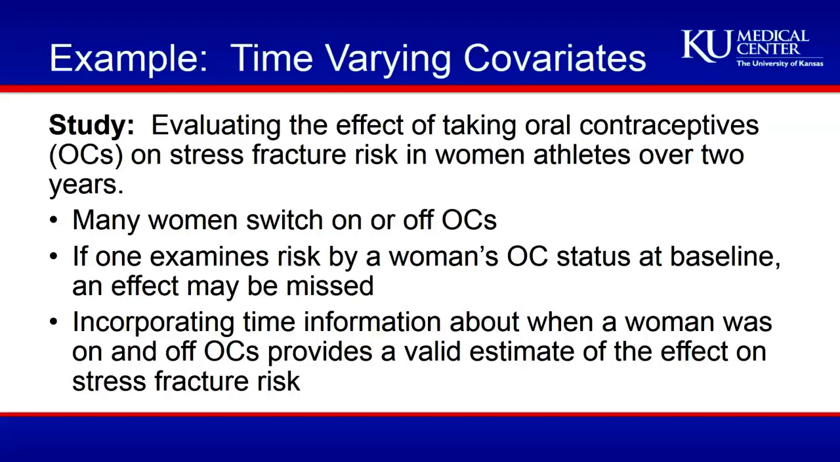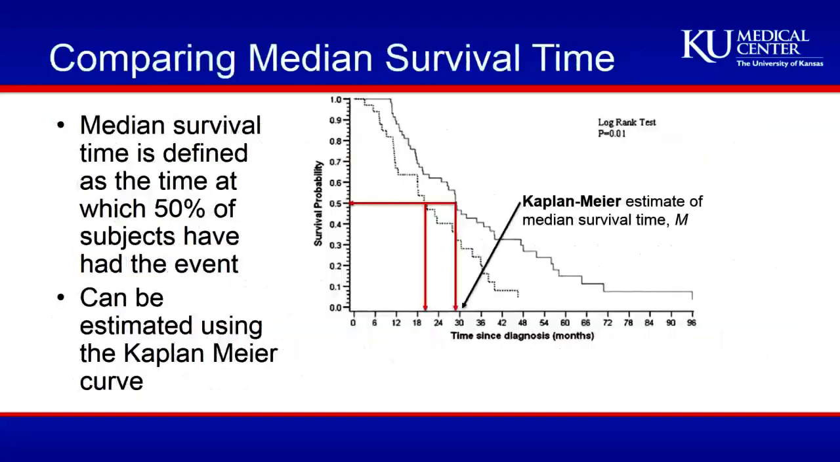So if we could incorporate information about when women are starting and stopping oral contraceptives, we can incorporate that as a time-varying covariate and actually tease out the impact of oral contraceptive use on risk over time. And this type of analysis is really only seamlessly performed when we have this kind of survival data.